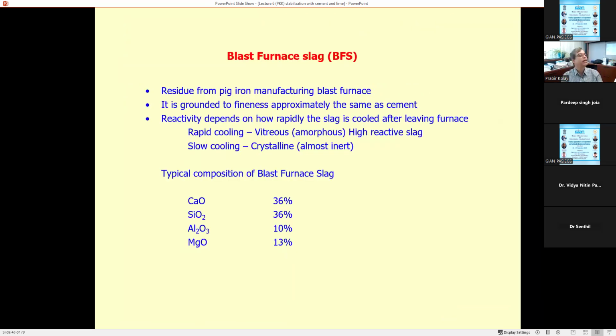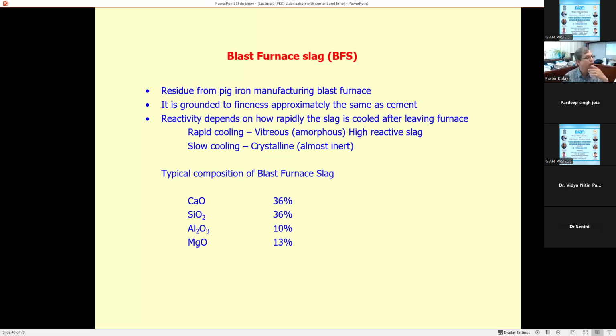So now the third one: we talked about cement, we talked about lime. Now there are other stabilizers like blast furnace slag. This is waste from the steel industry, and if it is ground to a fineness approximately the same as cement, it can be used, because otherwise it is a coarse material. That's why you call it ground granulated blast furnace slag, GGBS, and then you are increasing the surface area, so it is much more reactive.